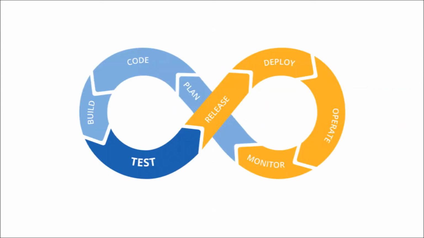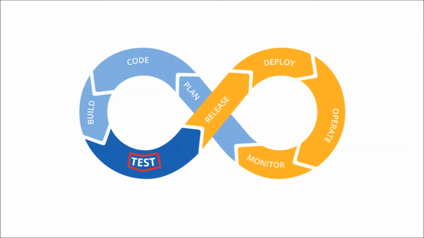Here we have a depiction of the CI/CD pipeline. As you can see, it consists of a series of phases. On the left, we have continuous integration, and on the right, we have continuous deployment. Continuous integration consists of four phases. We have the planning phase, in which we plan what is to be built, the code phase, in which that plan is developed, the build phase, in which the developed code is made available for testing.